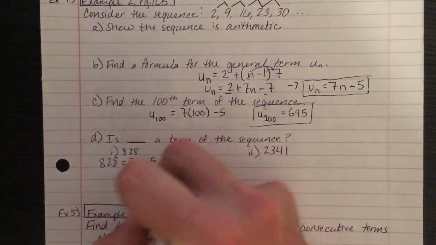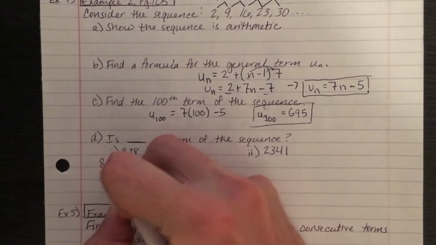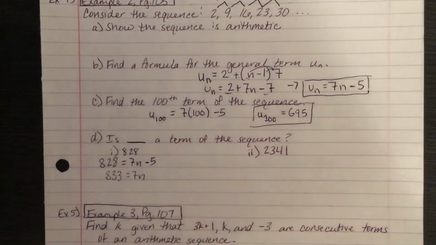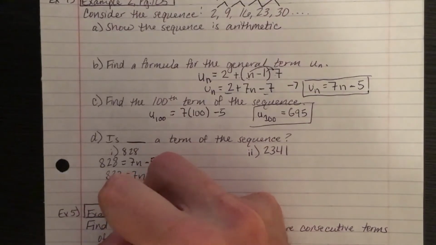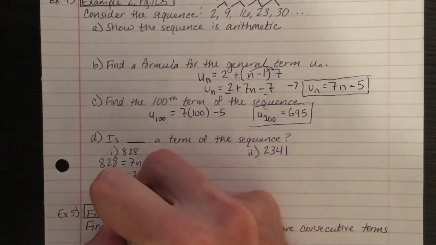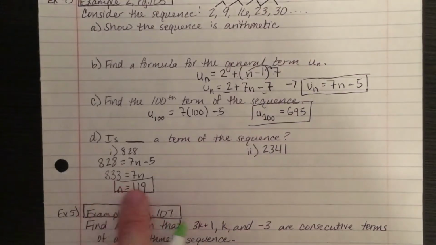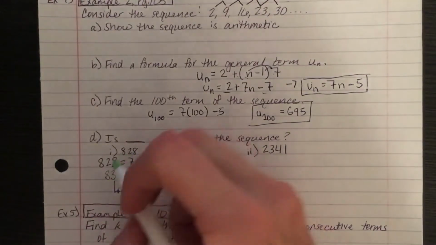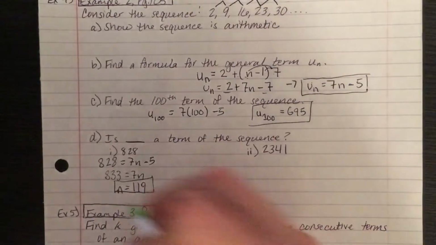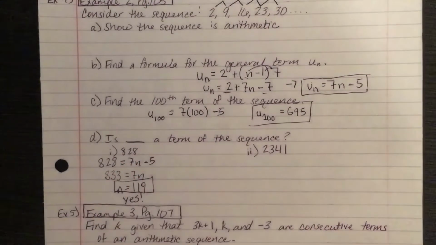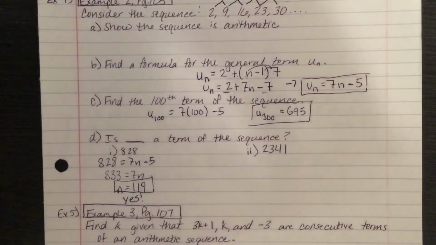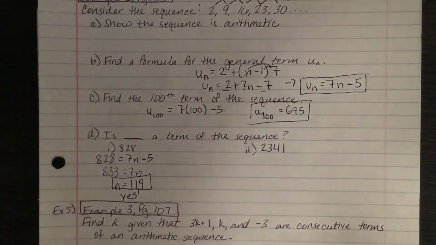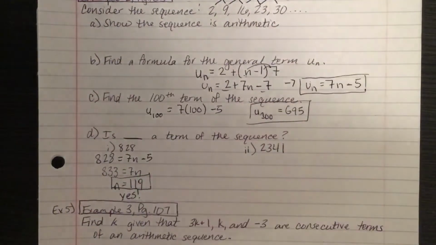So let's see real quick. I'm going to solve this. I'm going to add 5 over to get 833 equals 7n. I'm going to divide both sides by 7 to get that n equals 119. Since we get n is 119, that means 828 is the 119th term. So we can say with certainty, yes, this is in fact a term of this sequence. A really quick way to confirm it: if you want, you can be my guest and write out 119 terms and confirm that for me.